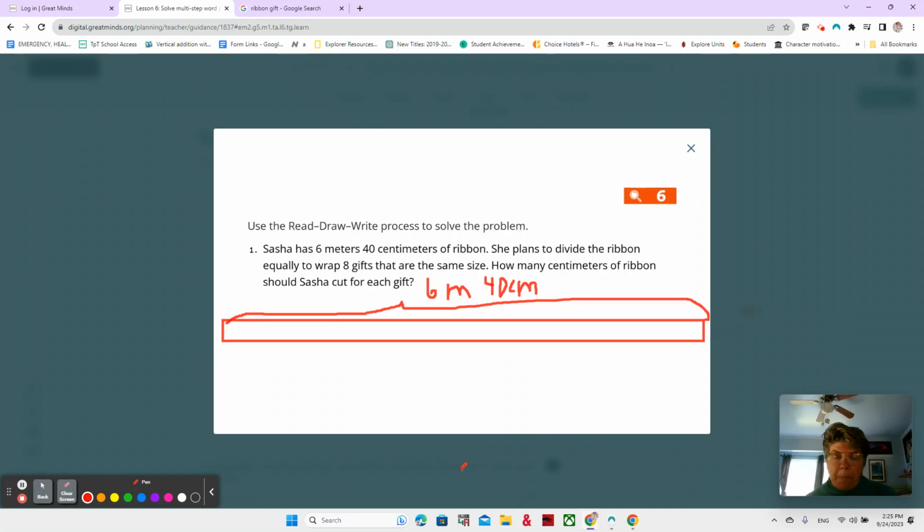All right. Now, it says that she's going to try and wrap 8 gifts. So what if we partition our ribbon into 8 sections? And these should be 8 equal sections, but since I'm drawing it freehand, we could do like half, and then each of those into halves.